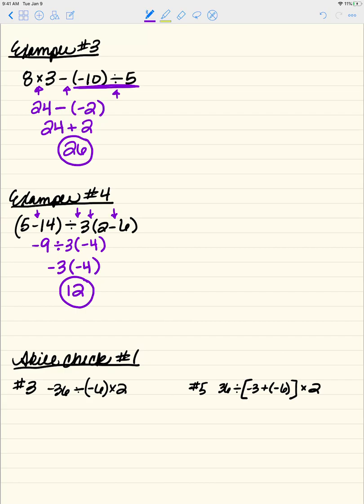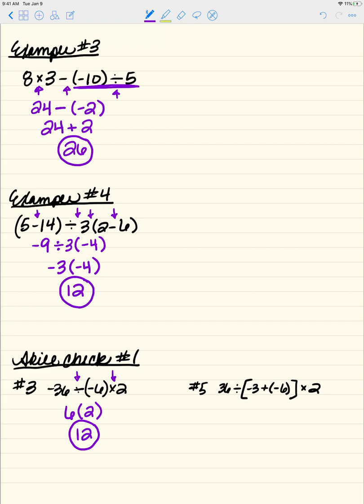Box skill check number 1, I'm going to tackle number 3. Okay, number 3, and that is negative 36 divided by negative 6 times 2. So we have division and multiplication. Those are the only two operations in this problem. So just move left to right. Negative 36 divided by negative 6 is a positive 6 times 2. 6 times 2 is 12. There is the final answer for that one.